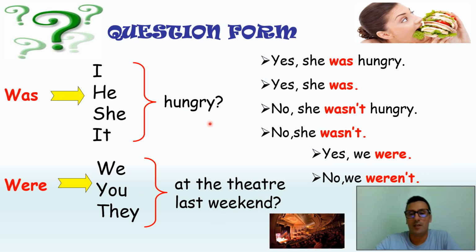Ainsi de suite. Par exemple, was she hungry? A-t-elle faim? Yes, she was hungry. Oui, elle avait faim. Ou bien tout simplement, yes, she was. Pour le cas de l'affirmation. Pour la négation, on dit tout simplement soit no, she wasn't hungry, ou bien no, she wasn't. Yes, we were. La négation, no, we weren't.